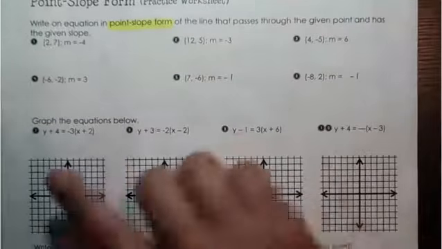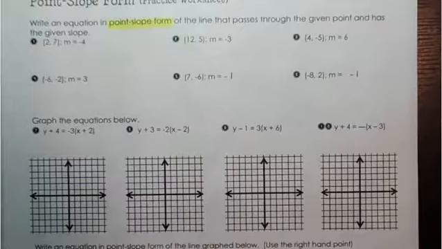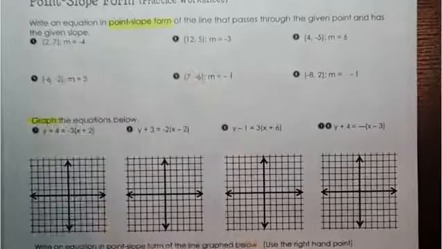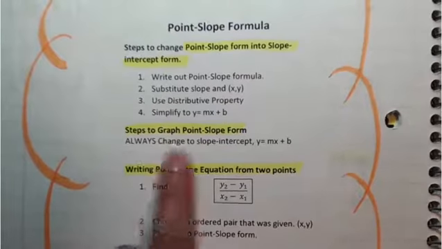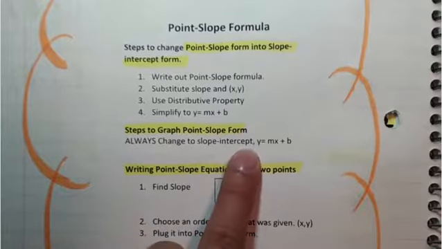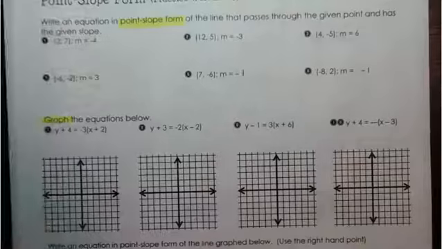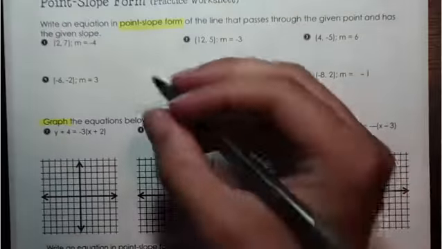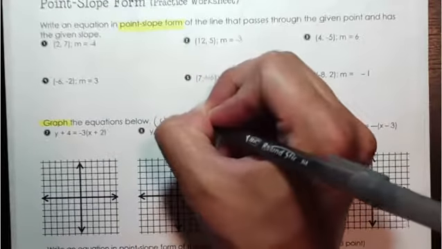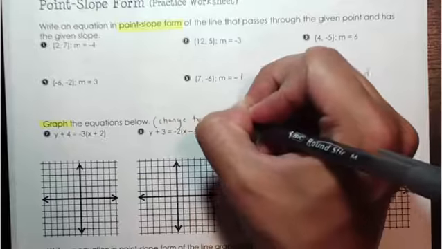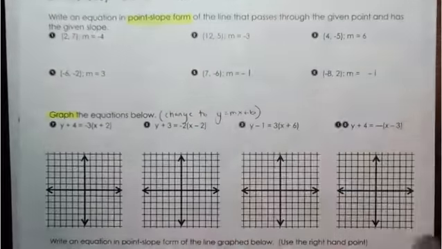Okay, number 7 through 10, it says graph the equations below. So remember, whenever we graph anything, if I look back in my notes, steps to graph, I always change it to slope-intercept form, y equals mx plus b. So if you want to write that down, you can. But change to y equals mx plus b, and that will allow us to graph it.